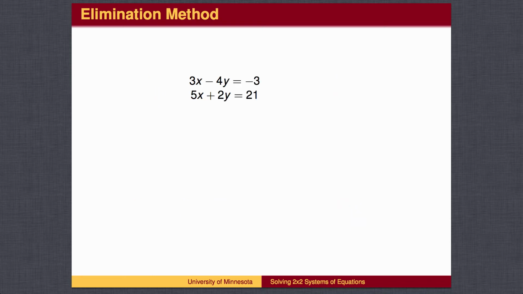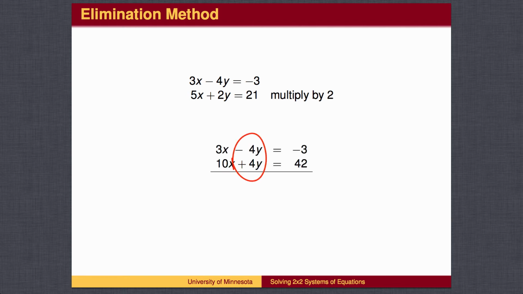A second method to solve systems of linear equations is called the elimination method. It relies on the fact that we can multiply both sides of an equation by the same constant to get a new equation. We can also add two equations together to get a new equation. The key is to choose constants in such a way that when we add the two equations together, one of the variables is eliminated. In this case, if we multiply the bottom equation by 2, then the minus 4y will cancel the 4y, and we will be left with an equation involving only x.